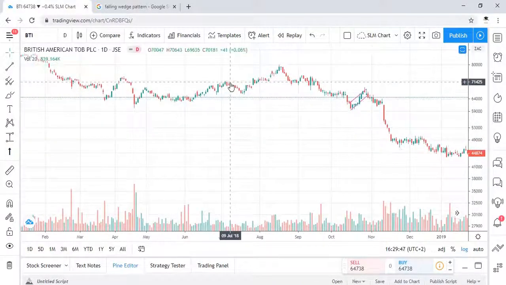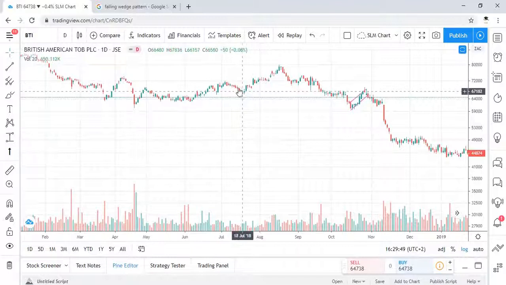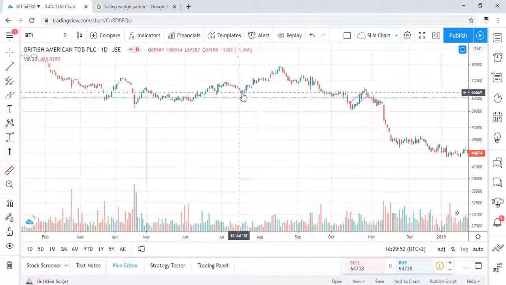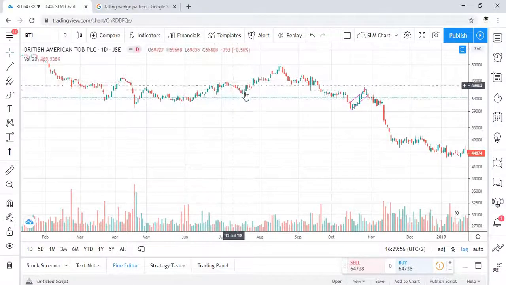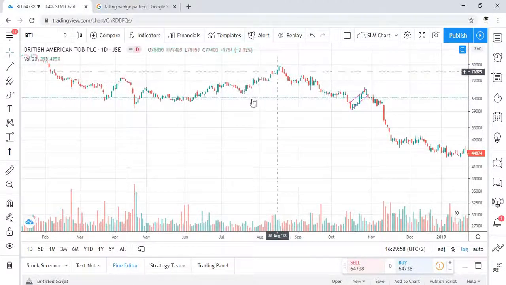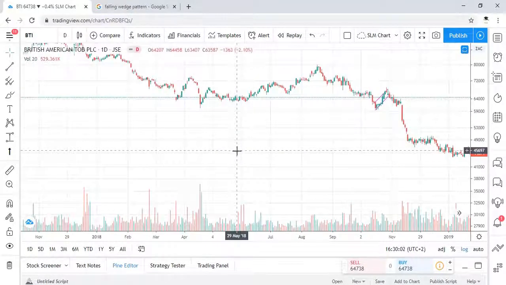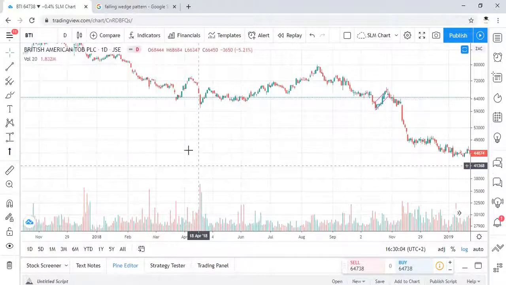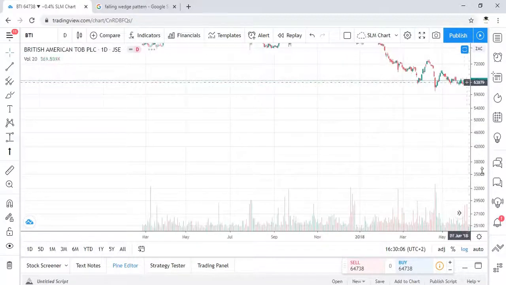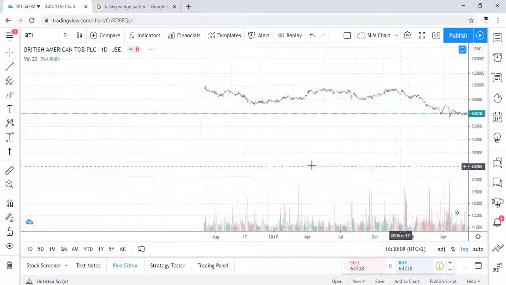As you can see here, we had another bullish flag that formed as price was trending up. Then it resolved to the upside nicely. So let's see what else we can find on British American Tobacco.